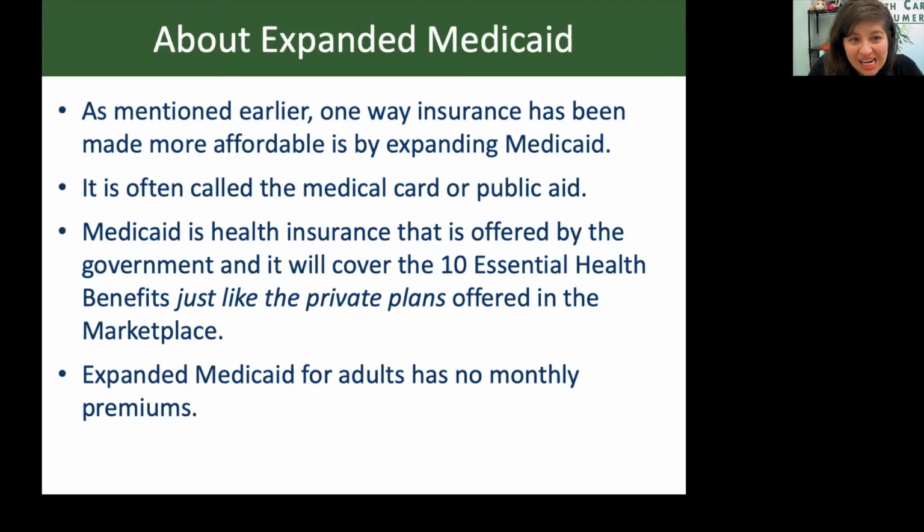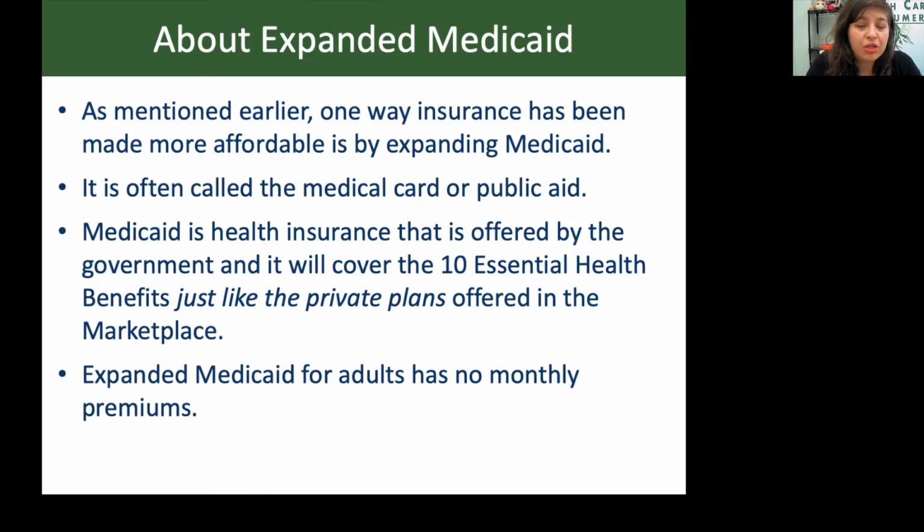Expanded Medicaid, I'm going to explain a little bit more about that. Another way that insurance has been made more affordable is by expanding Medicaid. Here in Illinois, they did choose to expand Medicaid, so that has made it a lot easier for people with lower incomes to have access to health insurance. It's often called the medical card or public aid. Medicaid is health insurance that's offered by the government, and it will cover the 10 essential health benefits just like the private plans offered in the marketplace.